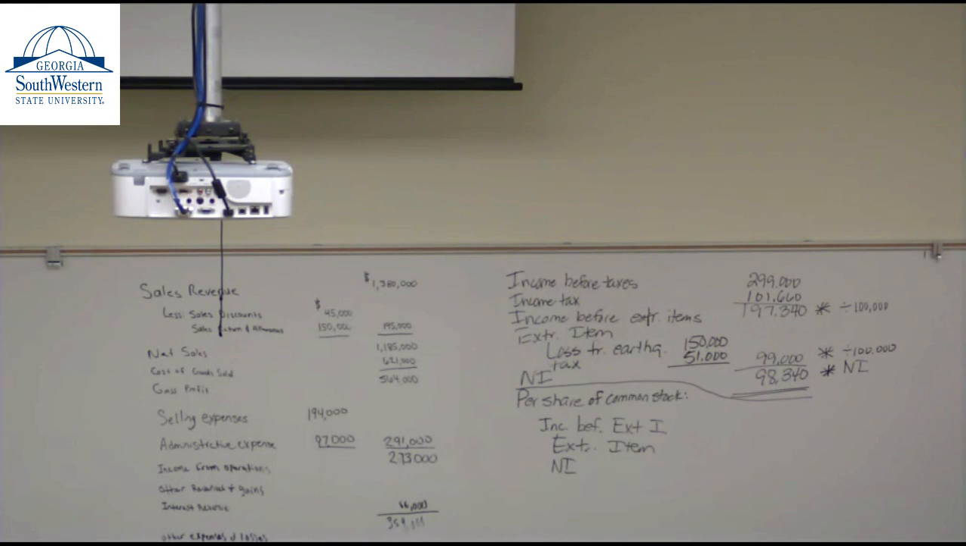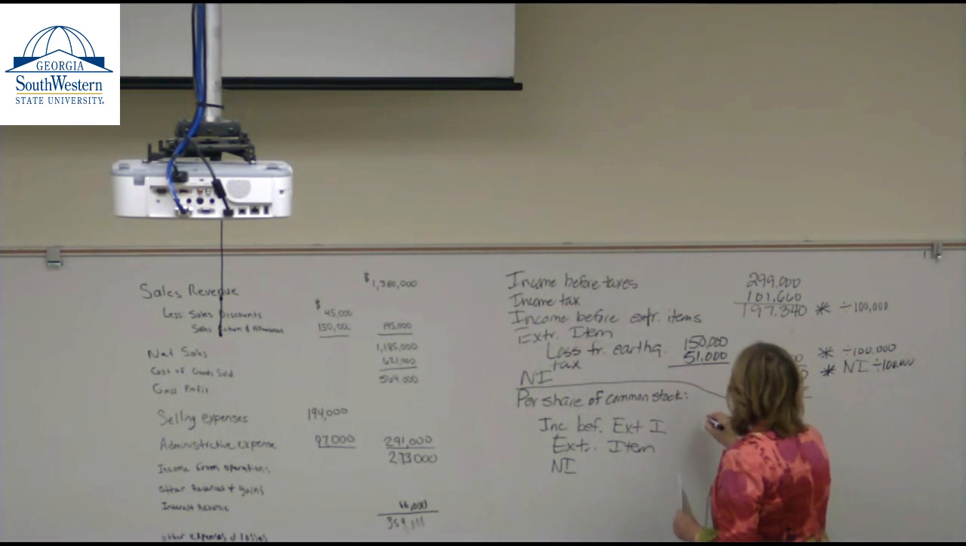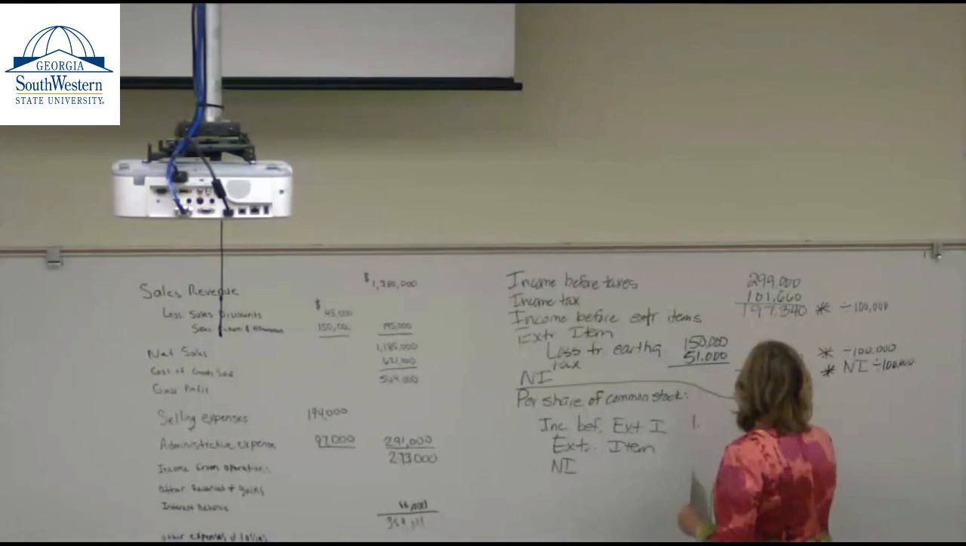Common stock is 500,000? But it says at the bottom, 100,000 shares of common stock were outstanding. Oh, that's the dollar amount. The 500,000 is the dollar amount. Okay, yeah, but 100,000 were outstanding. Okay, and then this one is net income divided by 100,000, right? So that's what we're going to do. So it's $1.97.